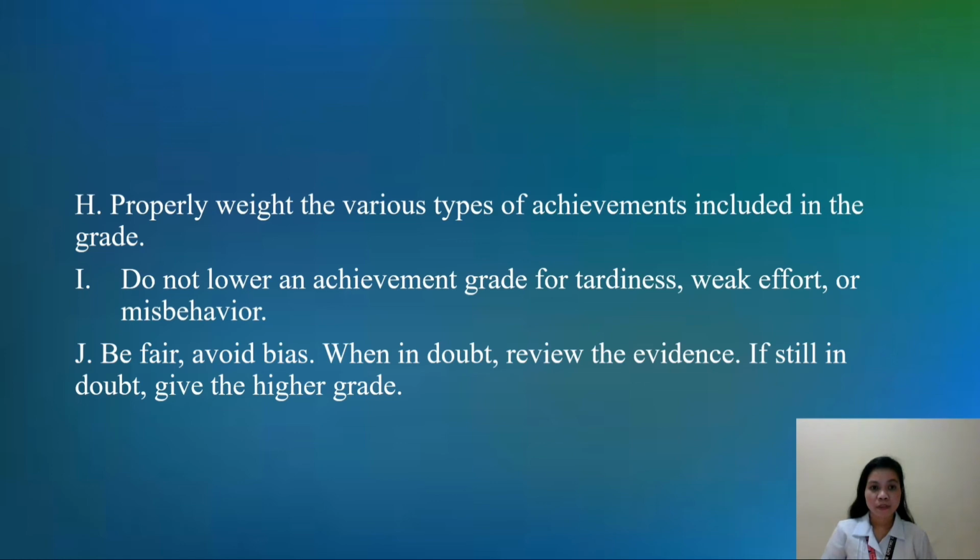H. Properly weight the various types of achievements included in the grade. I. Do not lower an achievement grade for tardiness, weak effort, or misbehavior. J. Be fair. Avoid bias. When in doubt, review the evidence. If still in doubt, give the higher grade.